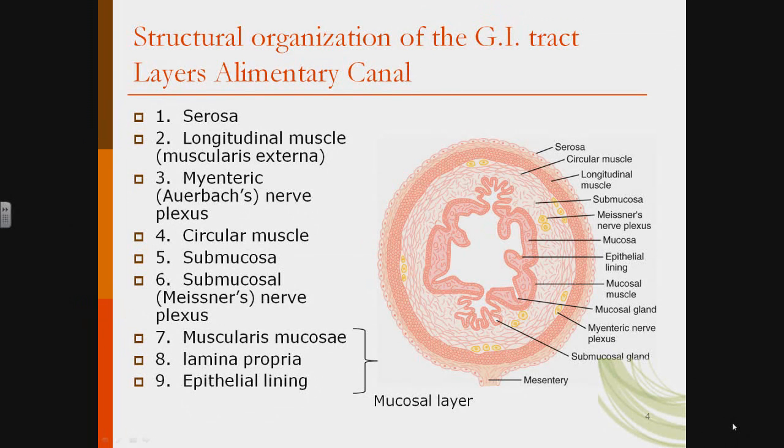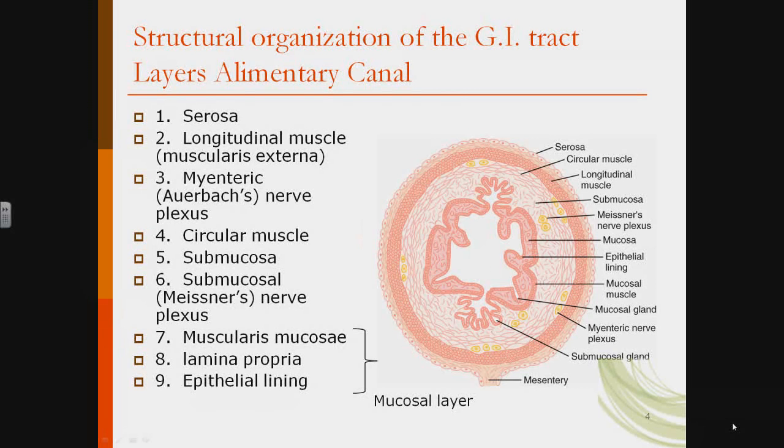But we will see in the next few slides that extrinsic nervous systems like the autonomic nervous system will influence these intrinsic nerve plexi. To be continued. Then we get to the mucosal layer, which actually consists of 3 different layers.